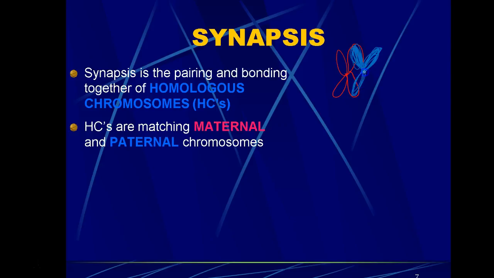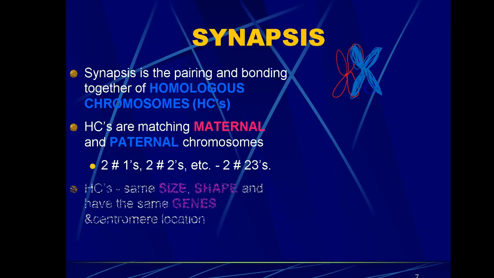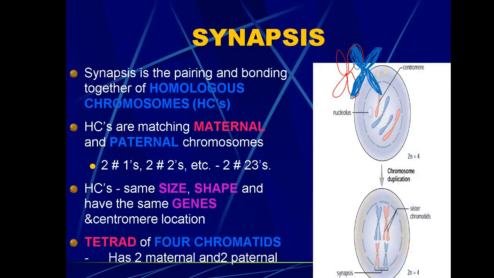It says that they find each other and they bond with each other. So the matching maternal number 1 finds the matching paternal number 1, all the way down through all of the chromosomes. So the 2 number 1s, 2 number 2s, for example. So again, we said they have the same size, same shape, same genes, and they also have the same centromere location or position.